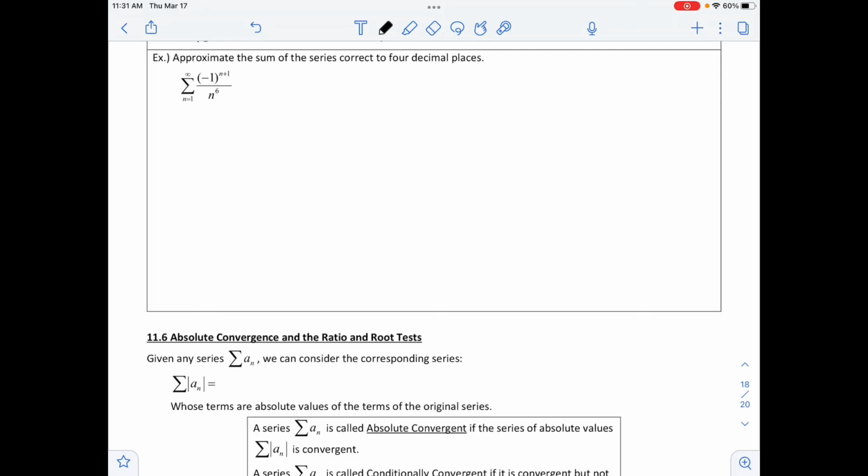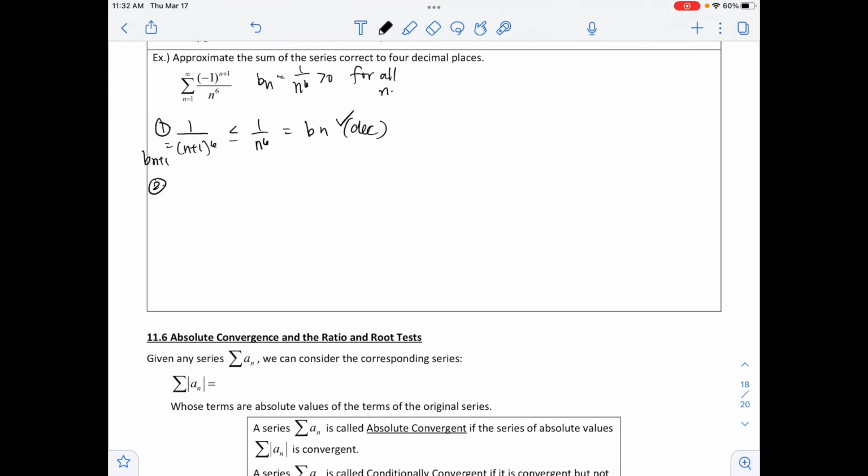And I first need to show that this converges. In order to do that, I'm going to say b sub n is equal to 1 over n to the 6th, which is greater than 0 for all n. The two things that we need to check: first, that it's decreasing, and hopefully we can see that 1 over n plus 1 to the 6th is going to be less than or equal to 1 over n to the 6th. And so therefore, b sub n plus 1 is less than or equal to b sub n. So check, it is decreasing.